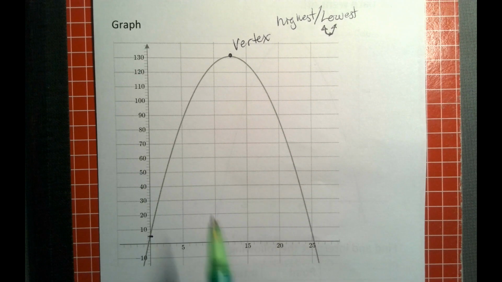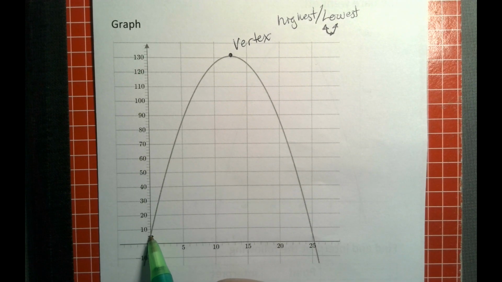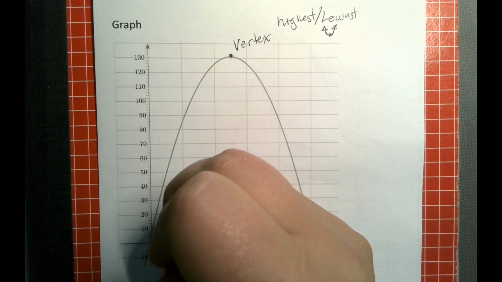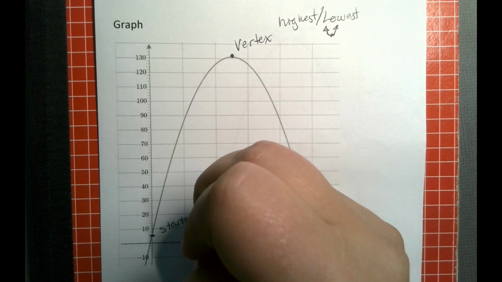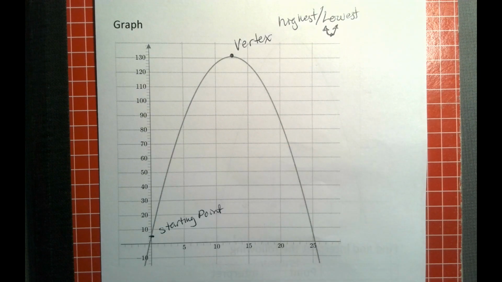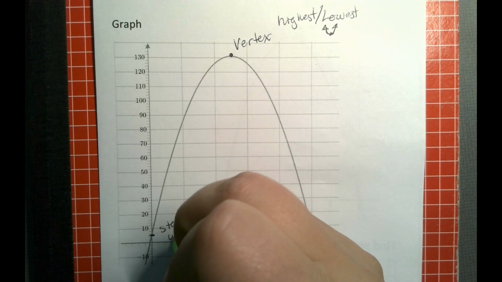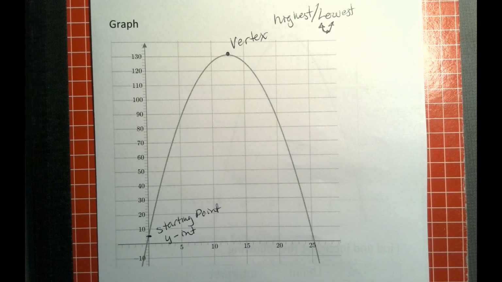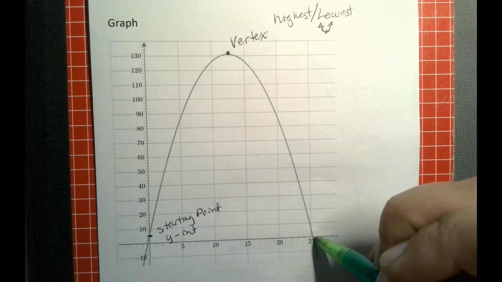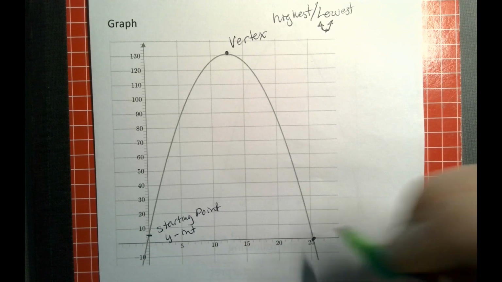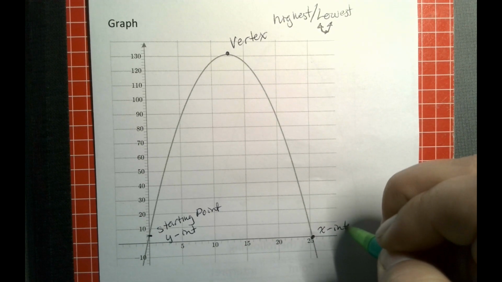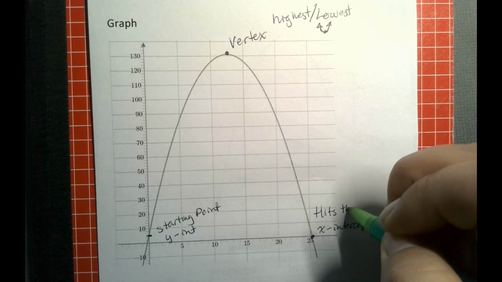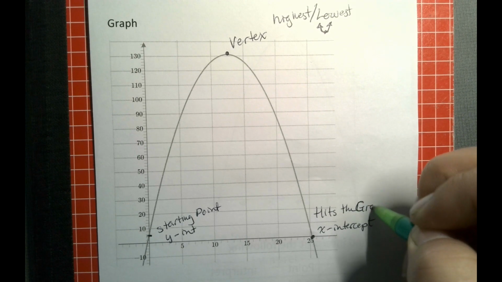Right here. What's that called? The beginning where it starts. It's your starting point? What's the graphing calculator going to call it? Y-intercept. It's your y-intercept. What's the graphing calculator going to call this guy right here? Your x-intercept. And it's going to be where it hits the ground. Your end point. Yeah, good.